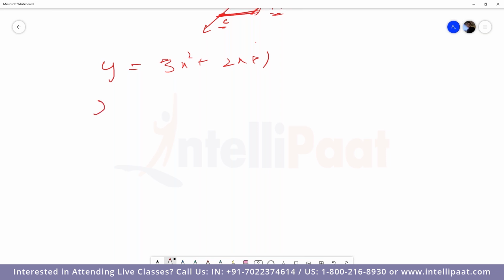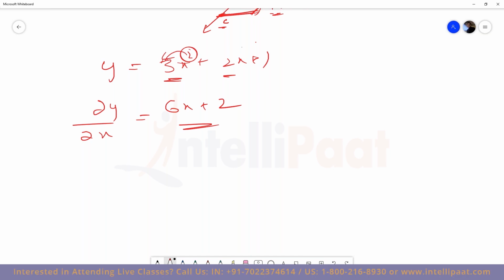The best way is to differentiate this equation, dy by dx, which will be 6x plus 2. For those who don't know differentiation, it's okay, don't fret about it. Basically, in 3x square the power reduces by 1 and this gets multiplied by the coefficient. Similarly, 1 becomes x to the power of 0. So I am at 6x plus 2.